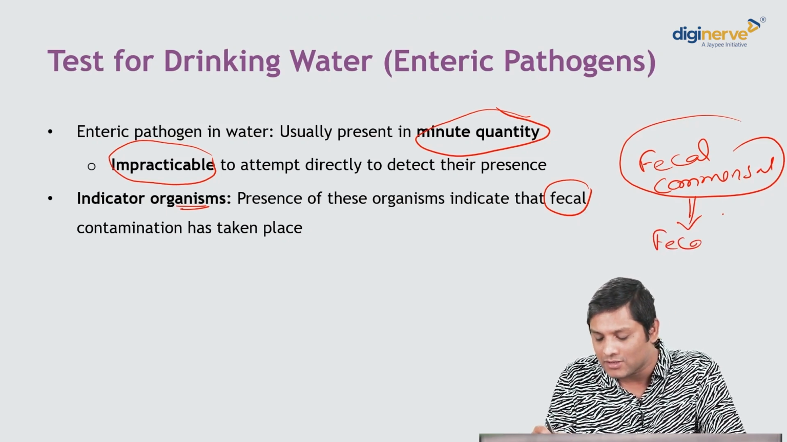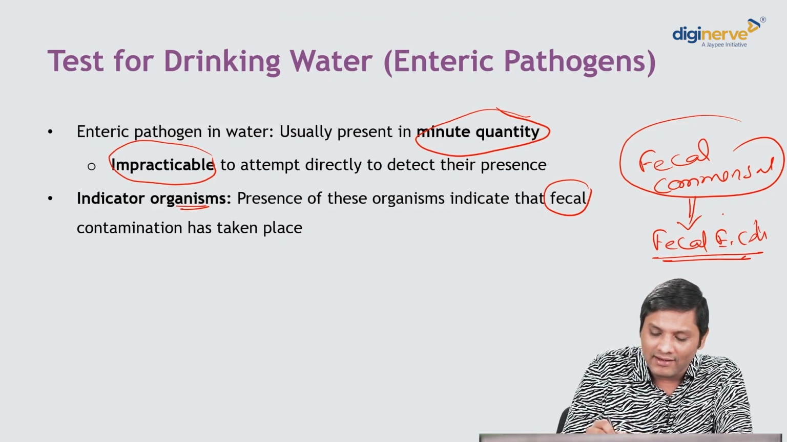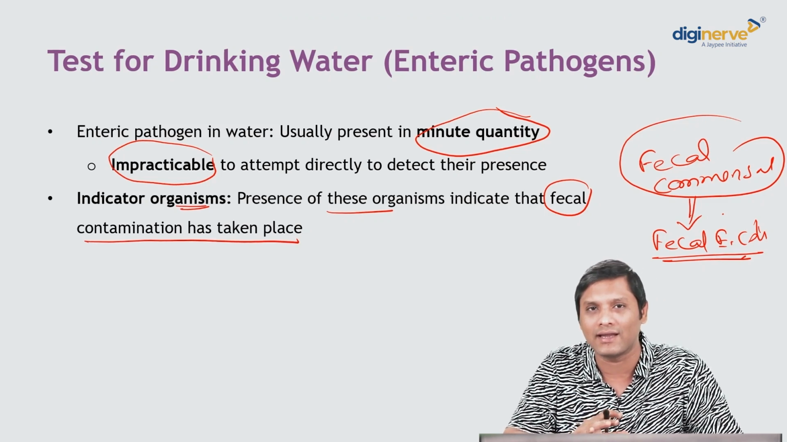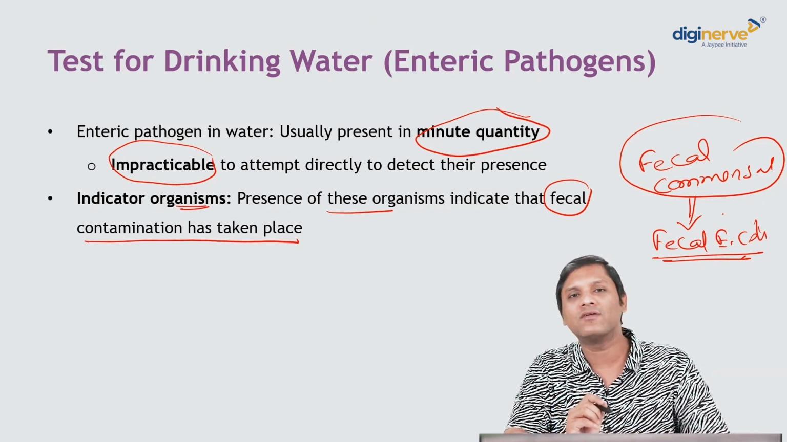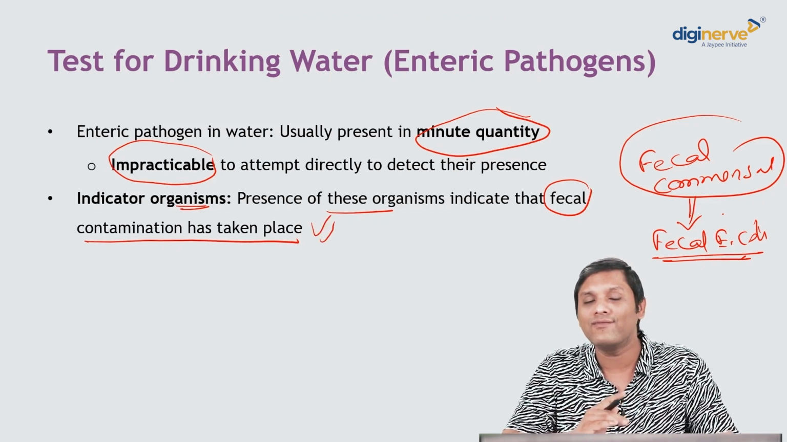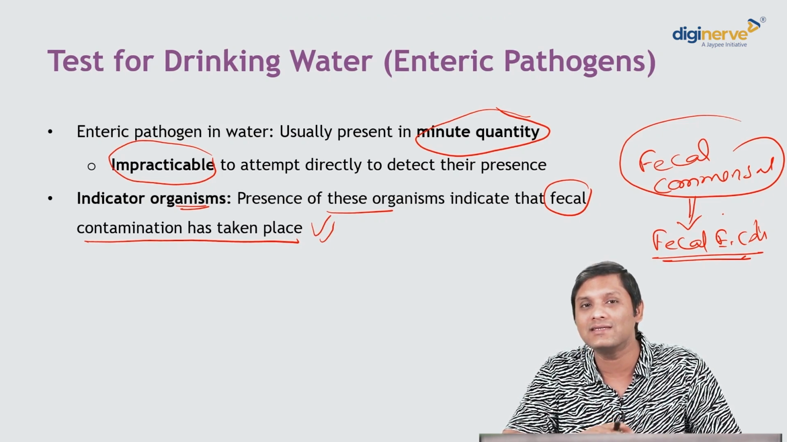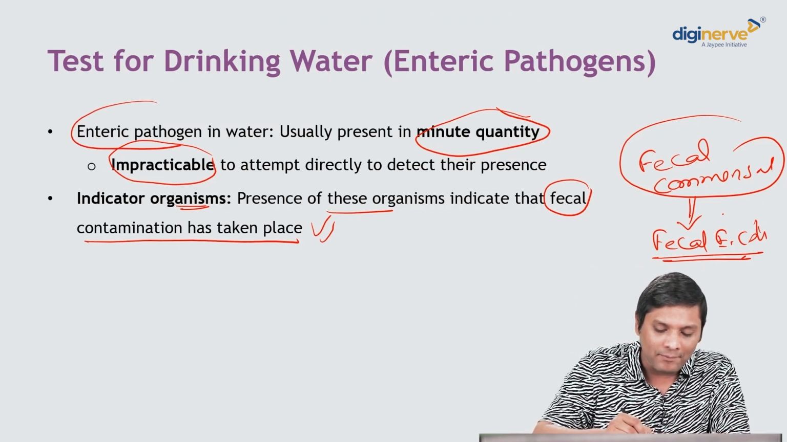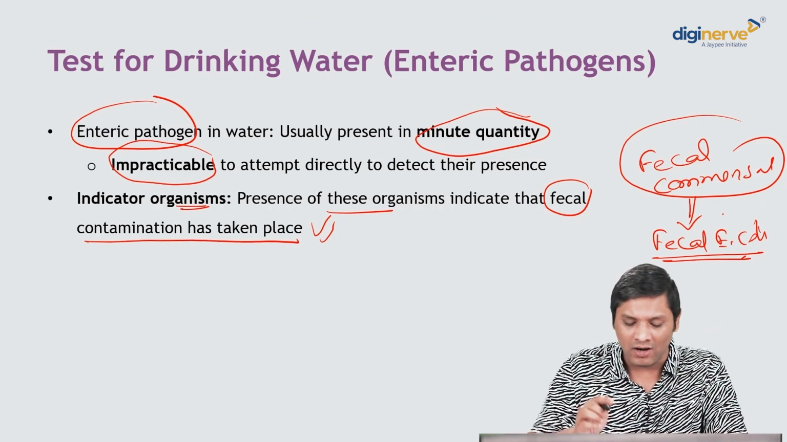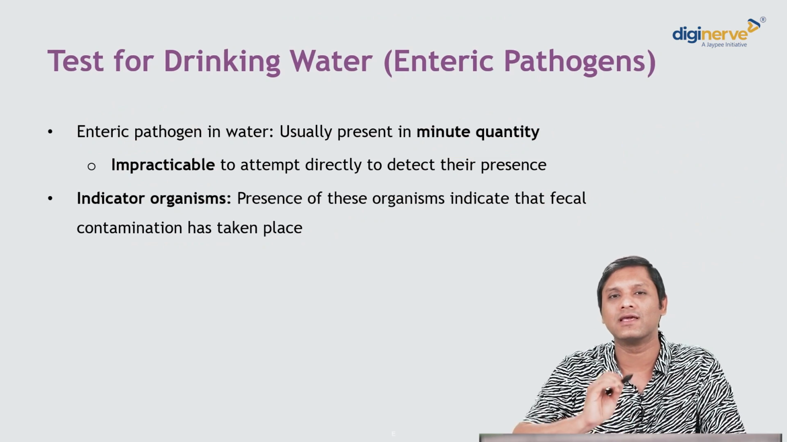The classical example is fecal E. coli, Escherichia coli, and they give indirect evidence that fecal contamination has taken place. I repeat, they give indirect evidence that fecal contamination has taken place. So if fecal contamination has taken place, there is a chance that enteric pathogens would have contaminated the water. That is how indicator organisms give indirect evidence that enteric pathogens would have contaminated the water.